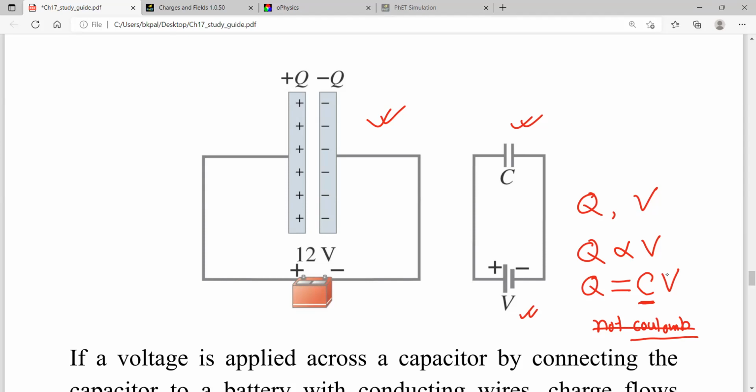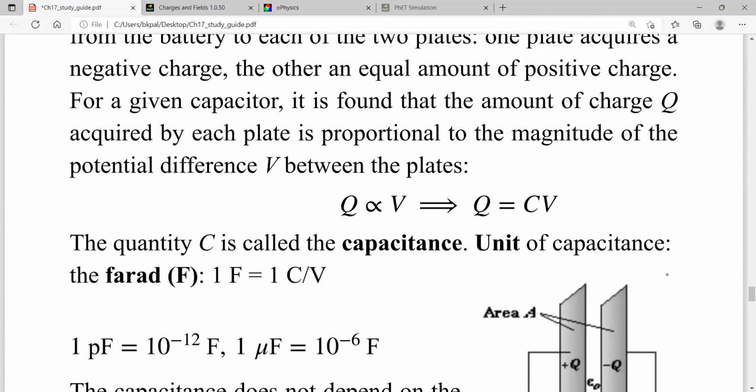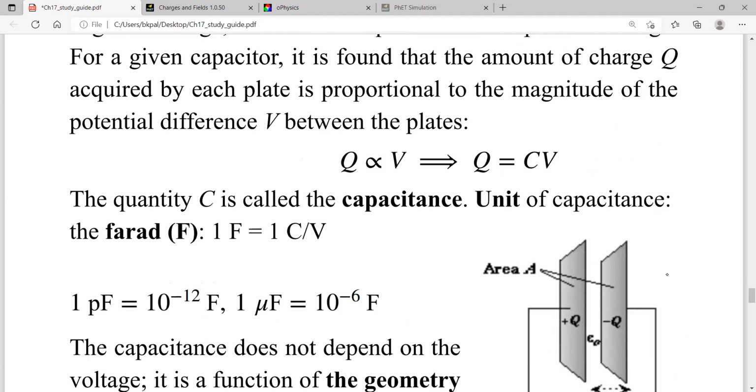So when you go to the electronics shop to buy a capacitor, you will see written on its body the amount of capacitance. For example, you will see something like 1 picofarad or 1 microfarad written on its body. The farad, F, is the standard international unit of capacitance.